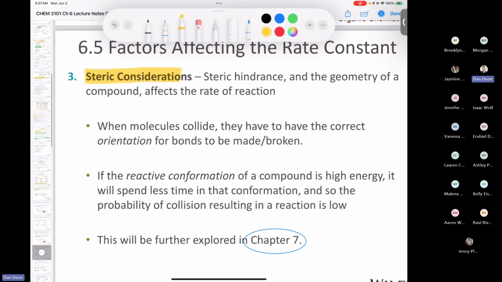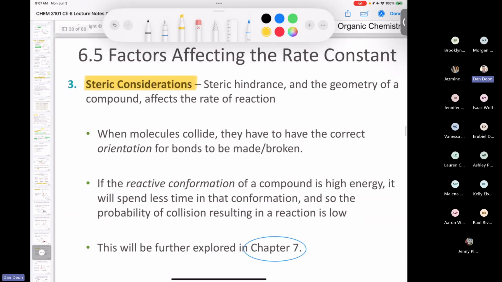What it says here is this: steric hindrance in the geometry of a molecule or a compound is actually going to have an effect on the rate of reaction. So when two molecules collide, they have to collide in the correct orientation. They can't just collide any old way. They actually have to collide in a certain way, at a certain orientation, in order for the bonds to be broken and to be made.